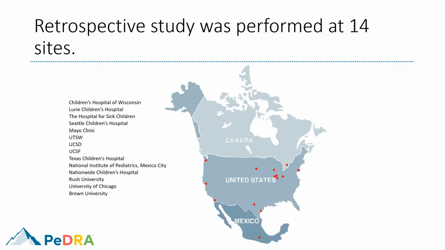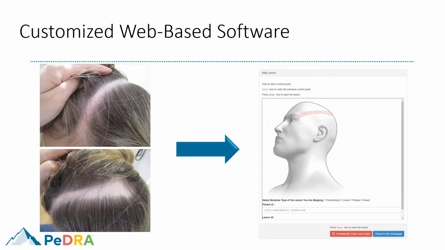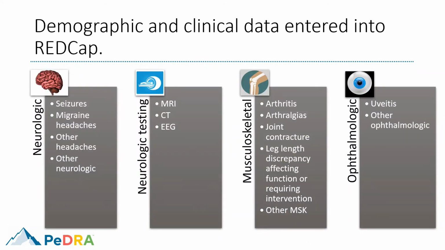So our study. This was a retrospective study, which means that we went back and looked at charts of patients seen at 14 different sites across the United States, Canada, and Mexico. We used a customized web-based software to do our study. We reviewed the photographs of patients that we had in the medical record at each site, and we drew their morphea lesions onto standardized diagrams. We also collected demographic information about each patient and clinical data and entered that into a REDCap database.